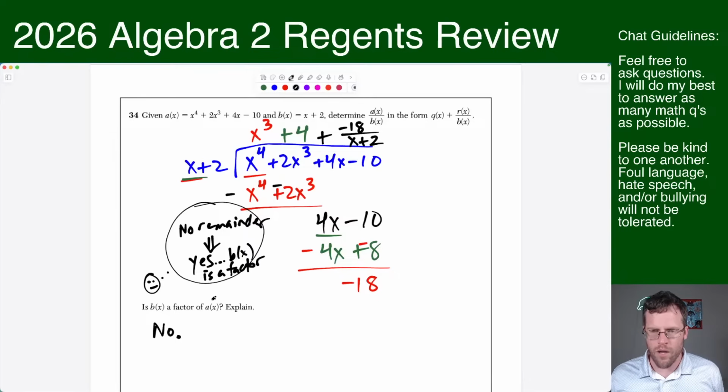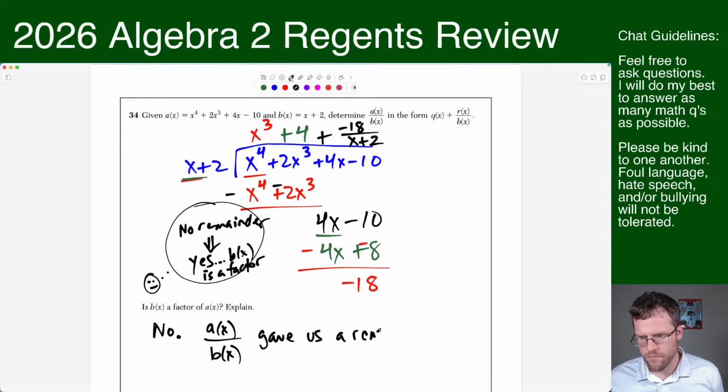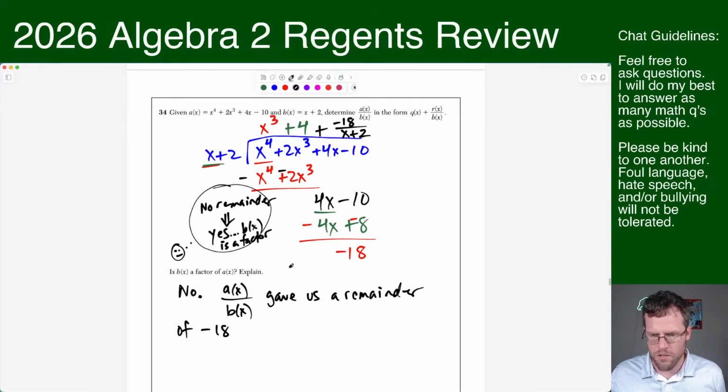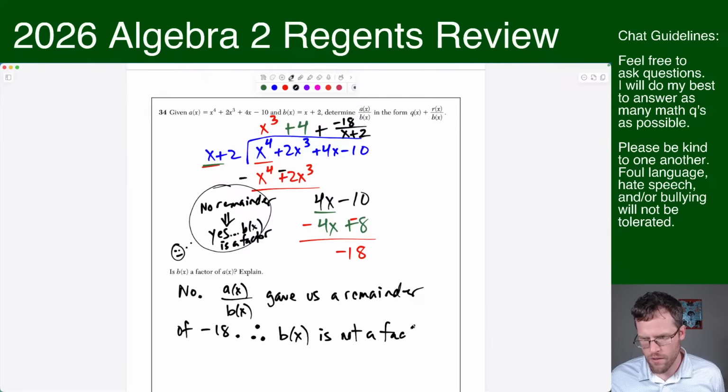And I would say why? A of x divided by b of x gave us a remainder of negative 18. So then, cool symbol coming up. Therefore, this means therefore, I promise. Therefore, b of x is not a factor of a of x. Okay, so that's what we need to know.